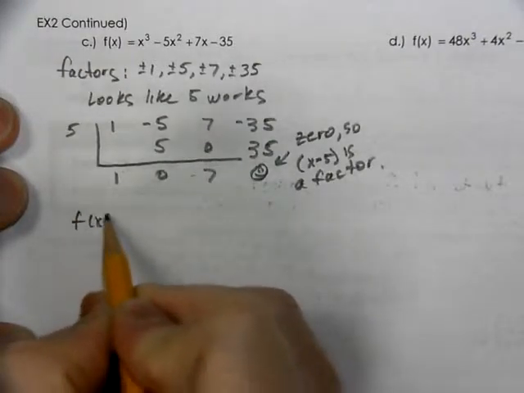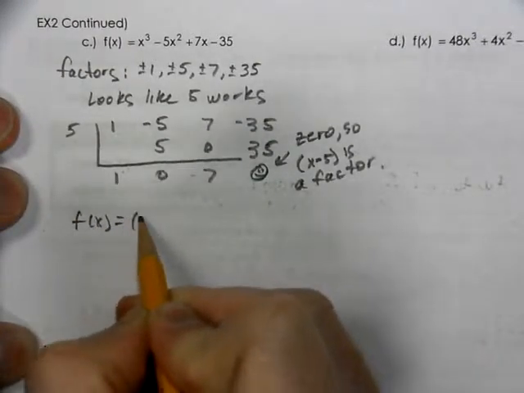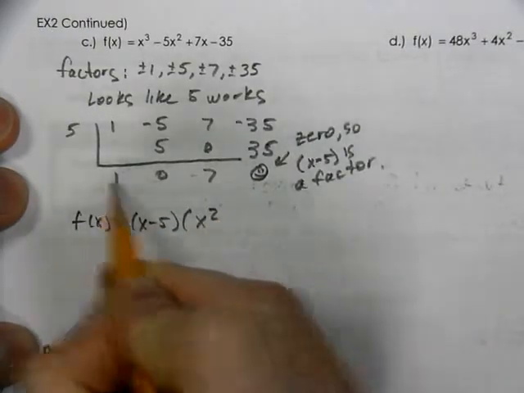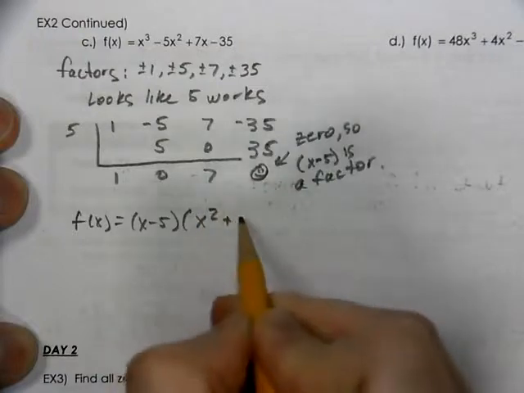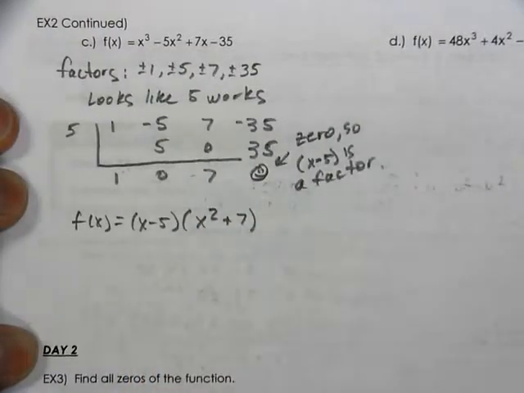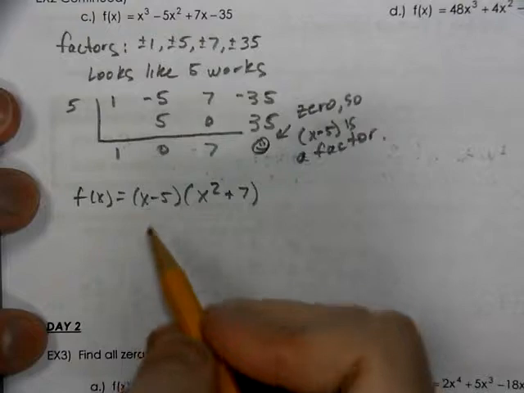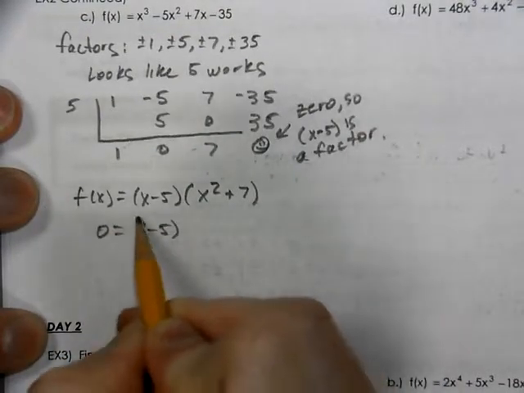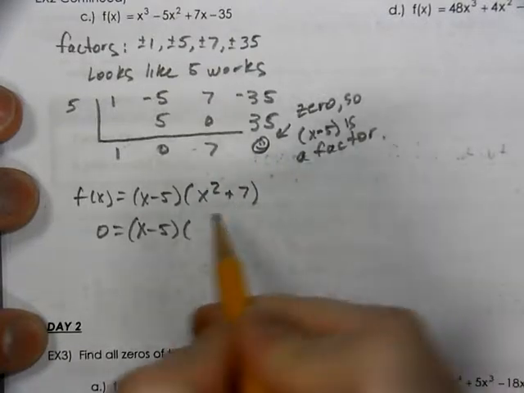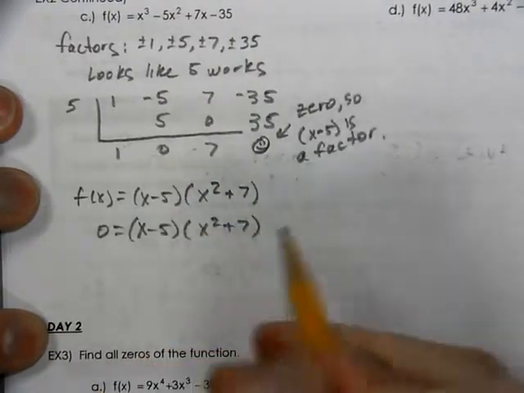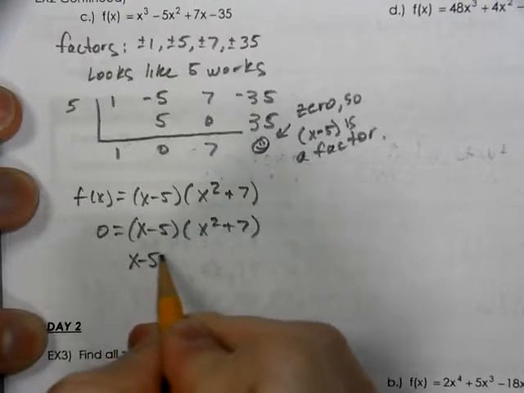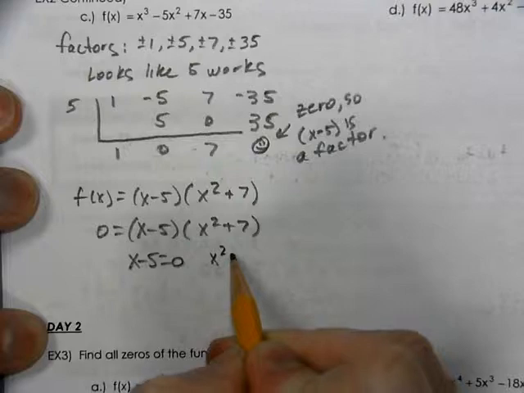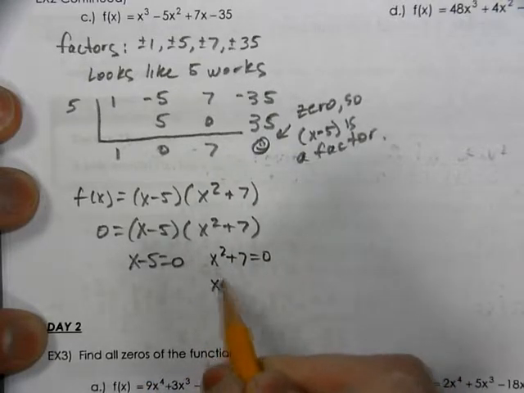So our f of x is going to be x minus 5 times x squared plus 7. And when we set these equal to 0, this one is not factorable. So x minus 5 equals 0, and x squared plus 7 equals 0.